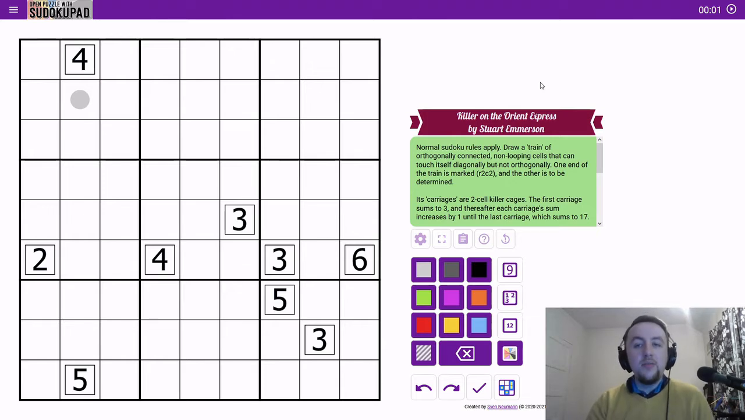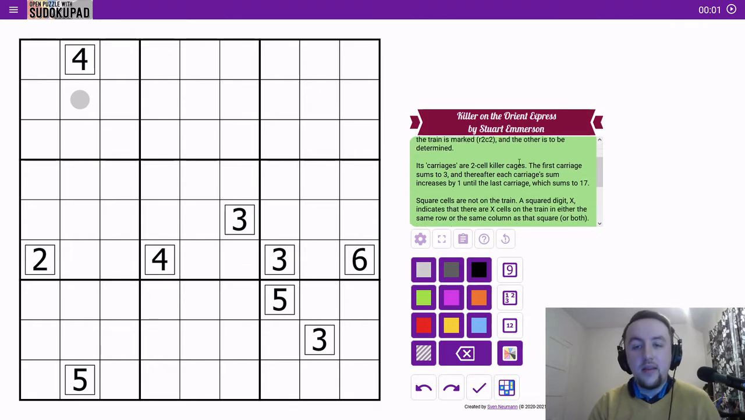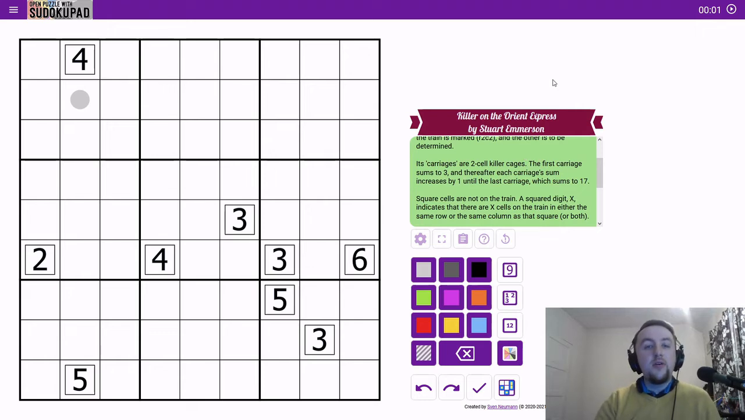The first thing that you may already have worked out is that there are going to be exactly 30 cells on the train, because we have a killer cage that sums to 3, then 4, then 5, all the way up to 17. That's 15 different killer cages, each 2 cells long, so the whole train in total will have to be 30 cells long. And we can actually go a little bit further than that.